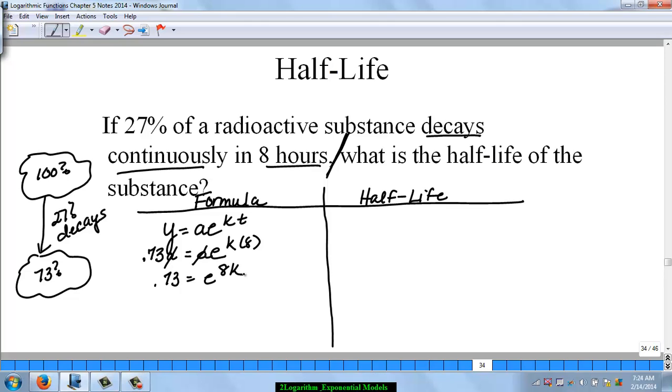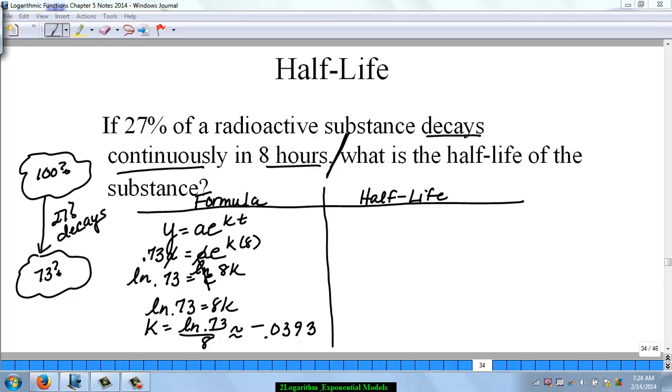And then now k is an exponent, so I'm going to natural log both sides to solve for that. So I have the natural log of 0.73 equals 8k. K is going to equal the natural log of 0.73 divided by 8, or roughly, and I always go for four decimal places, negative 0.0393. So this is a 3.93% continuous decay.